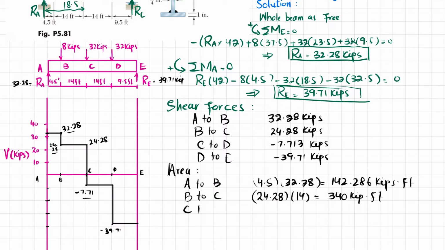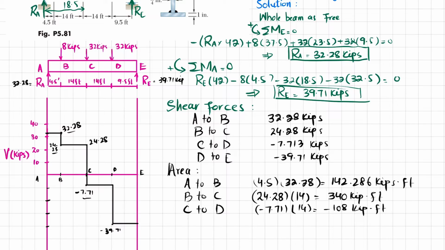Now from C to D, I will show you from C to D. This is the area under CD. So width is this one, which is 14 feet, and height is minus 7.71. So minus 7.71 into 14 will give you minus 108 kips into feet.